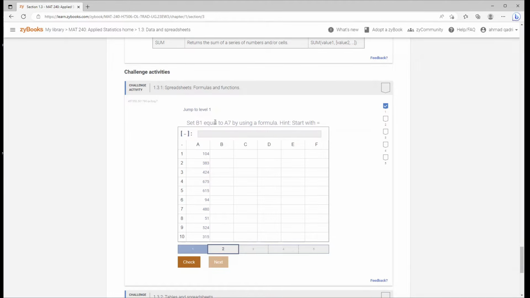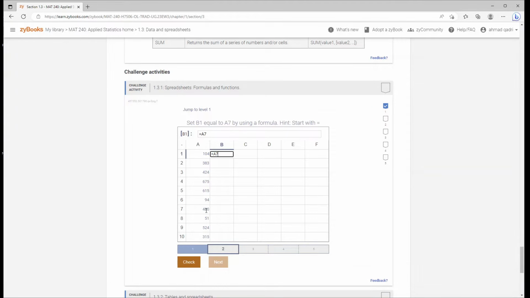Here it says set B1 equal to A7 by using a formula. And the hint is that the formula starts with an equal sign. So set B1, column B, row 1, so that's this, and we need to set it equal to A7. So I'm going to say equal A7. And what that means is I'm setting this equal to column A, row 7, which is here.